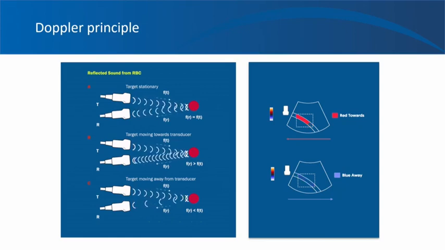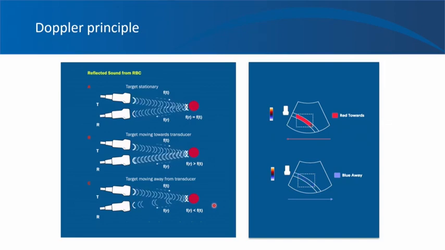When the object is stationary, the reflected frequency, or the frequency of the echo returning from that object, will be pretty much the same as the frequency emitted by the probe, that is, the transmitted frequency. When an object, for example an RBC in the blood vessel, moves towards the transducer, the reflected frequency is higher than that of the transmitted frequency. And this is represented in shades of red color on the monitor.